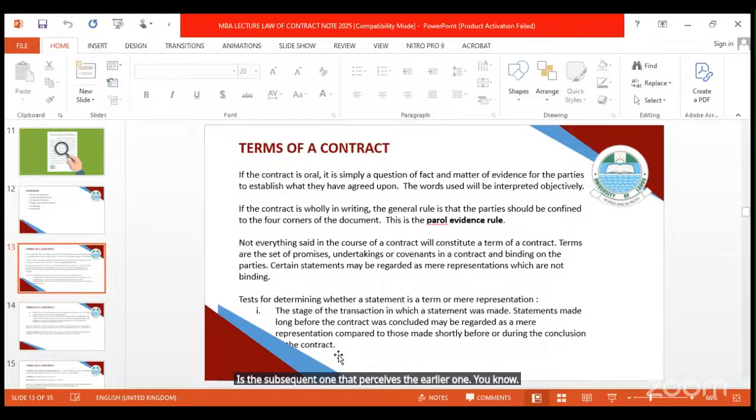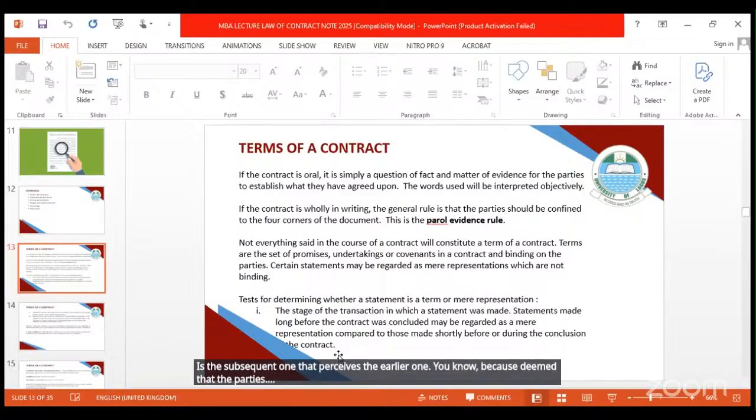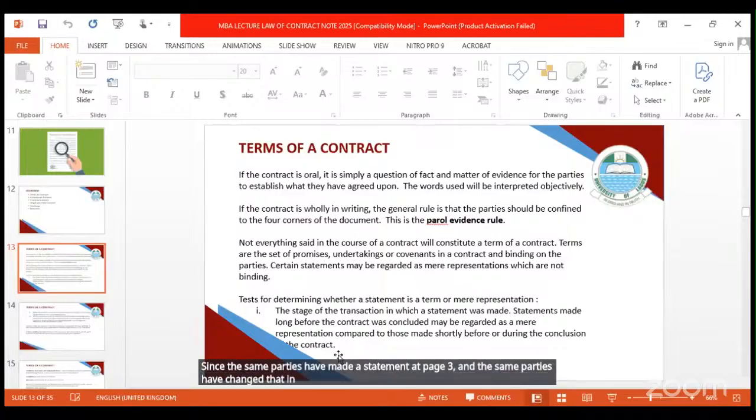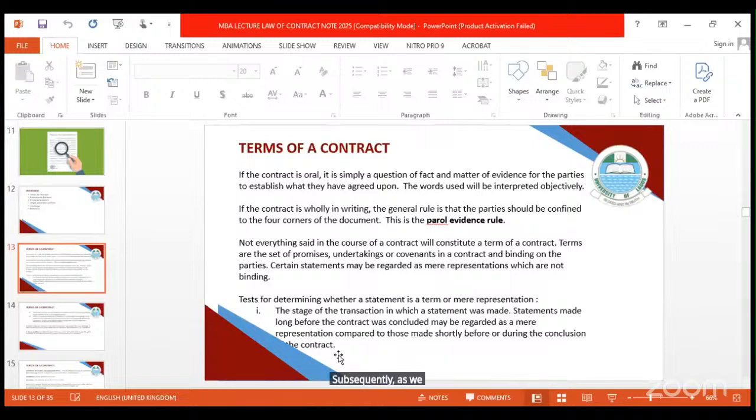because it is deemed that the same parties who made a statement at page 3 have changed that at page 25. It is deemed that they changed their minds subsequently, and so it overrides the earlier one.